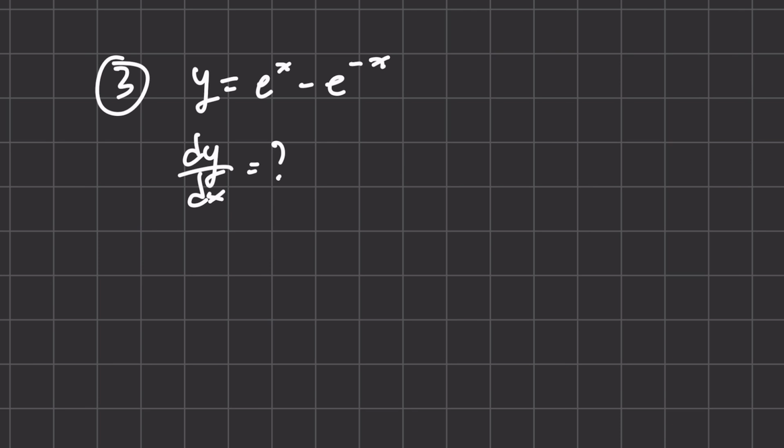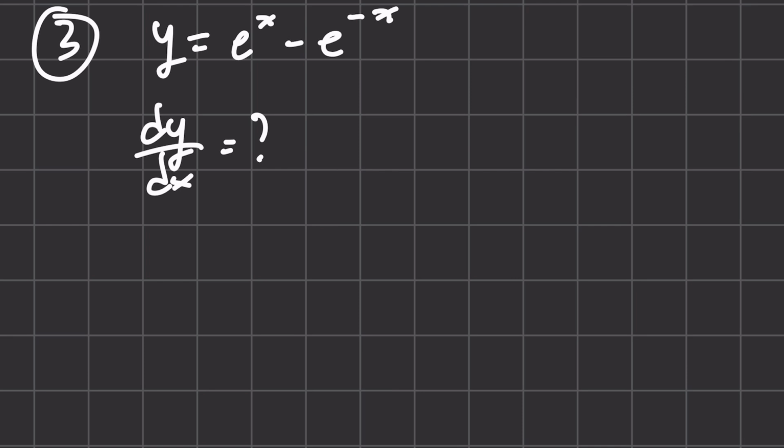So here is our third problem. It states that y is equal to e to the x minus e to the negative x. Go ahead, try this one for yourself first, and we'll go over it. So once you've tried it, let's see.